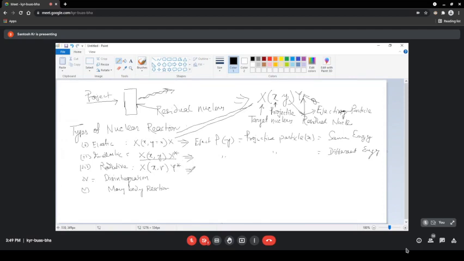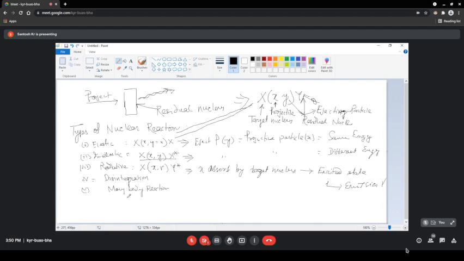Yes, sir. That means x is absorbed by the target nuclei, then excited state, then emission of gamma. Is it okay?